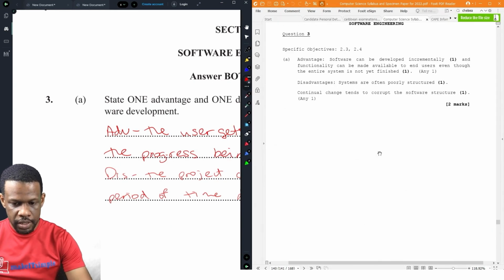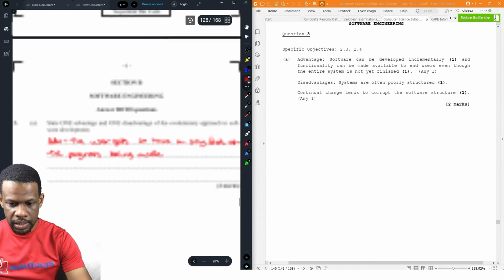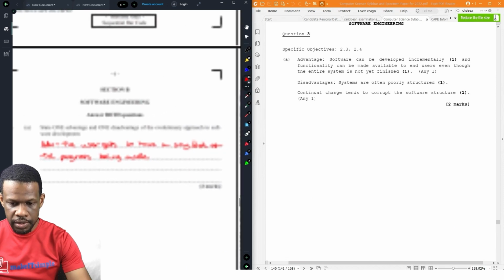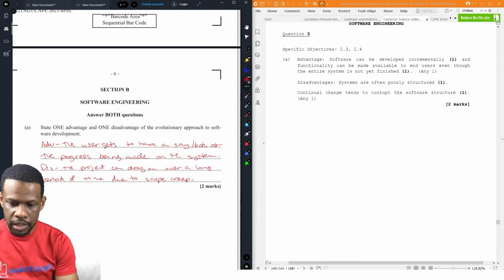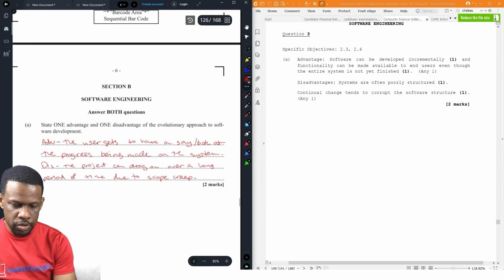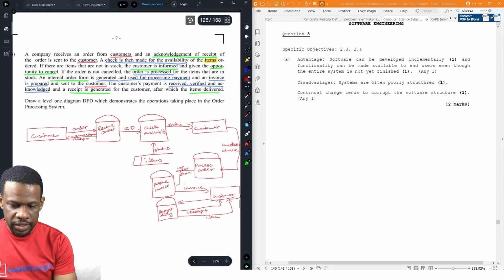Alright, advantage: software could get developed incrementally and functionality be made available to end users even though the entire system is not finished. Alright, cool, that's good. And disadvantage: systems are poorly structured or the continual change tends to corrupt the structure. Alright, good. Yeah, that's 2 marks here. Now let's see what they have for this data flow diagram.